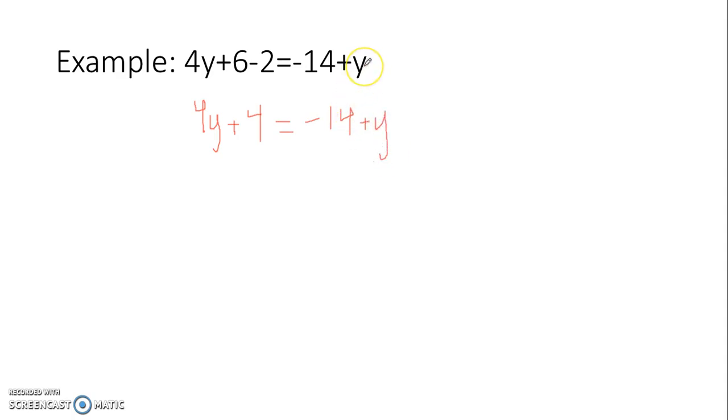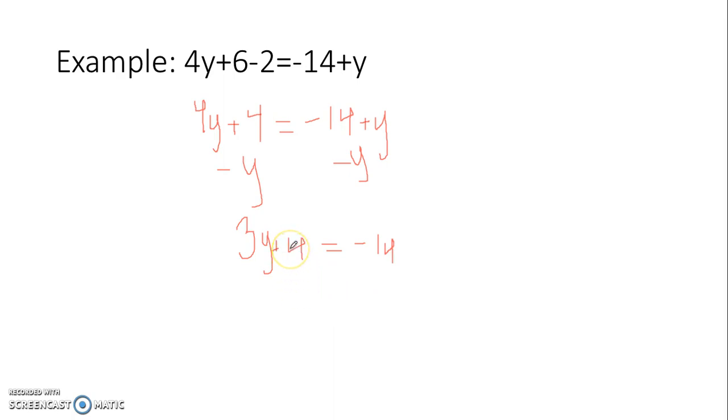Okay, the next step is to subtract or add so we have the variables and the constants on one side each. And I suggested that you move the variables first. Alright, so I'm just going to pick to move this y over to the 4y. So I'm going to subtract y from both sides. 4y minus 1y is 3y plus 4 is equal to negative 14.